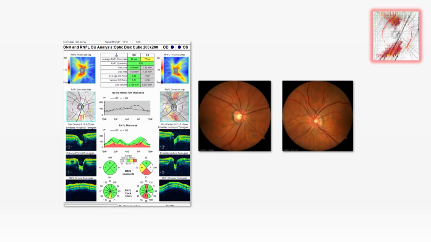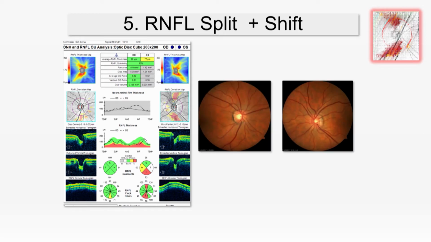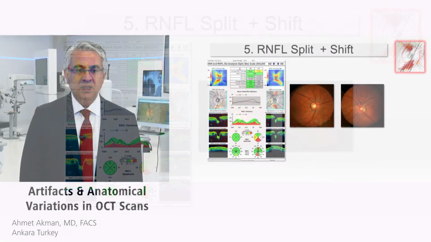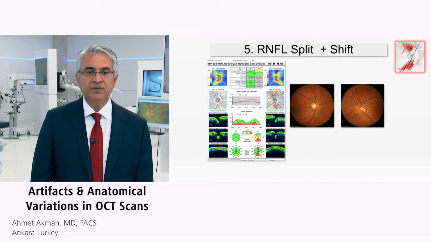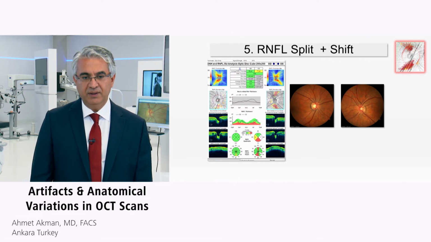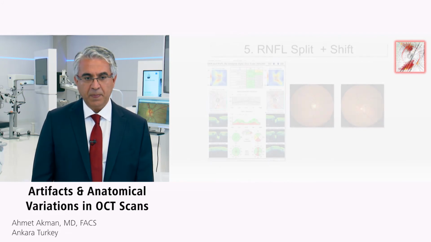In some eyes, like the left eye of this patient, we can have both these artifacts together, as RNFL split and shift. Look to the superior quadrant, we have two bundles entering the optic nerve as split RNFL, and when we look to the TSNIT plot for the inferior quadrant, we see the shifted RNFL for the left eye.